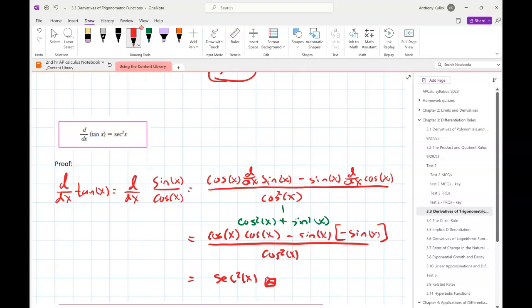Yeah, Emma? Cosine squared x plus sine squared x. That's what the numerator simplifies to. I just wrote it above it, rather than spending another line to rewrite everything again. You know what I mean?